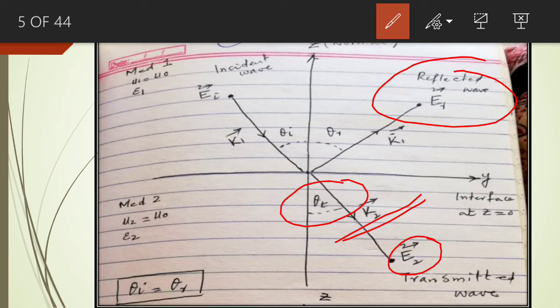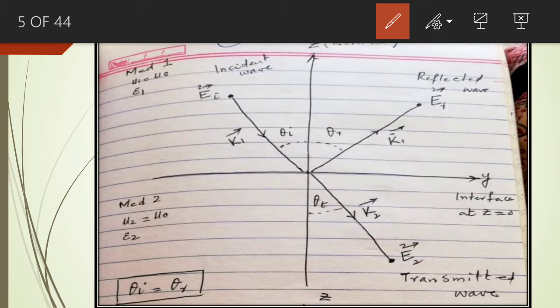We shall discuss the importance of the reflection later on in the upcoming topics. So in this particular diagram, the incident wave is moving towards the interface, and the incident wave is making an angle of theta I with respect to normal.